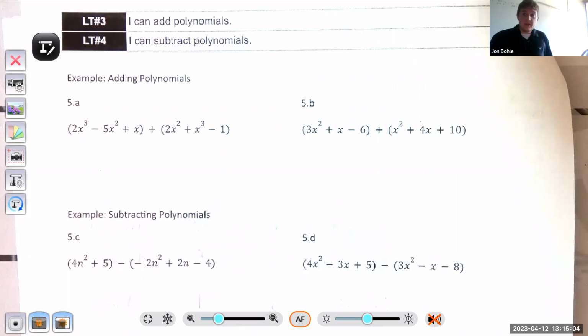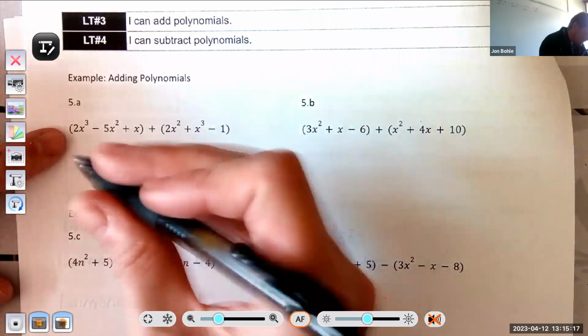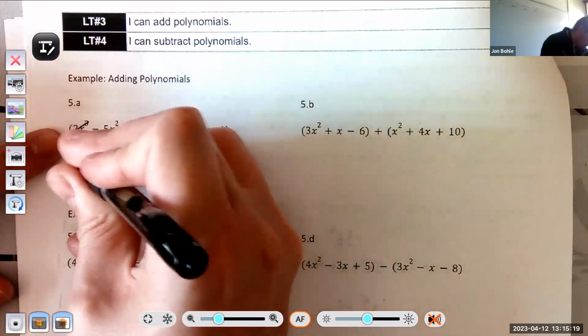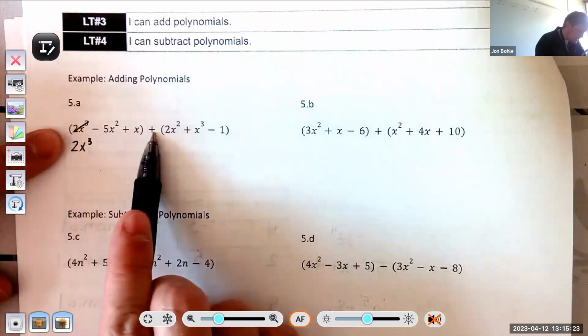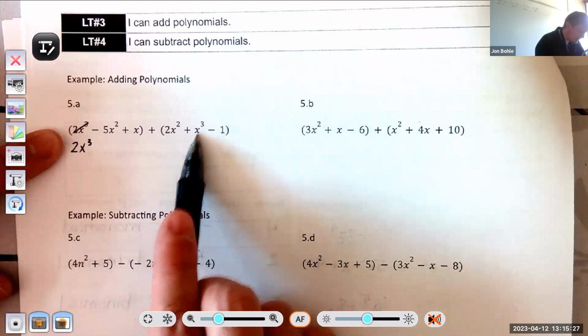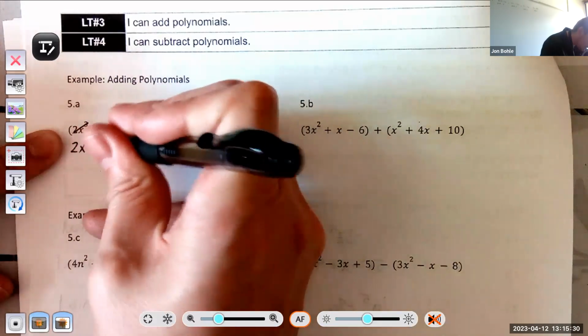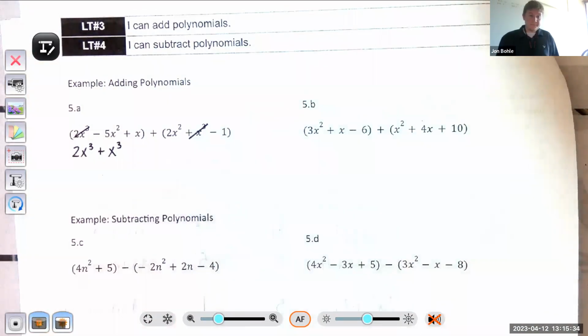So the first thing I want to do is reorganize these problems so that I have those like terms next to each other. For example, I'm going to start with the highest degree first, so my answer is always written in standard form. I have 2x to the third, and I'm going to look for any other x to the thirds. Here it is, I have a plus x to the third. So that's my next thing, plus x to the third. Okay, I have all my x to the third written.